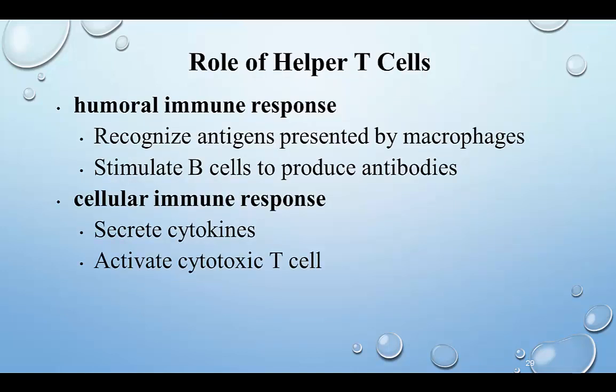What is the role of the helper T cell? It helps in the humoral immune response. It's able to recognize antigens presented by macrophages, and it will also stimulate the B cells to produce antibodies. In the cellular immune response, it can secrete cytokines, and it can also activate our cytotoxic T cells.